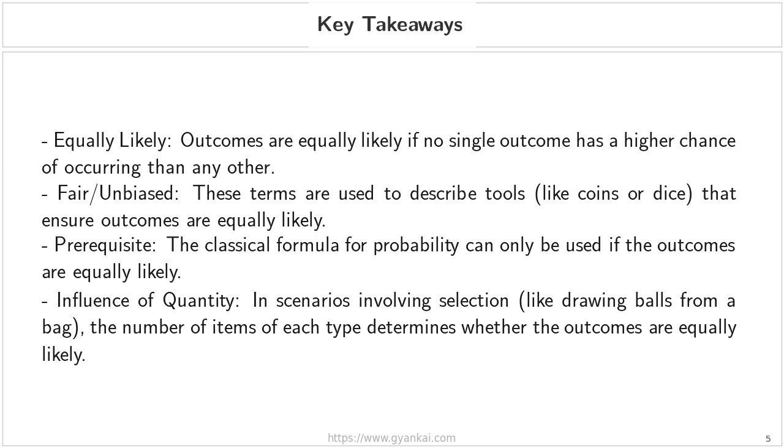Finally, remember the influence of quantity. As we saw in our example with the red and blue balls, when you are selecting items from a group, the number of items of each type is what determines the likelihood. Even if the outcomes, red and blue, are the only 2 possibilities, the fact that there were more red balls than blue balls meant they were not equally likely.